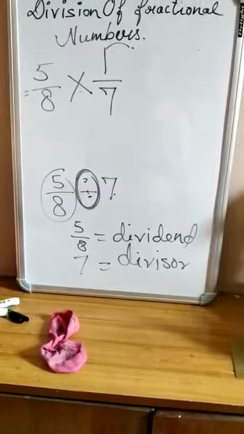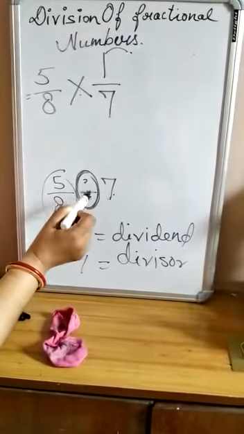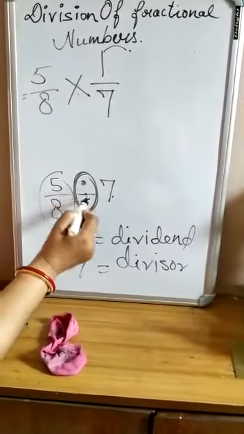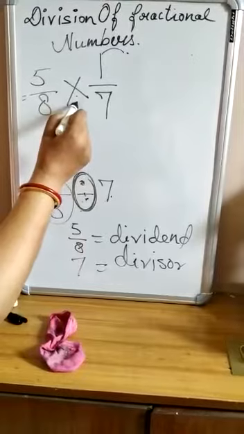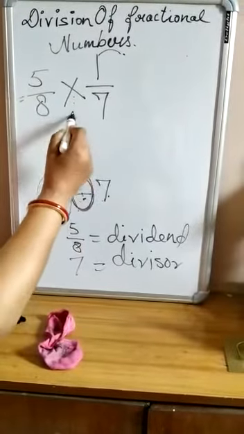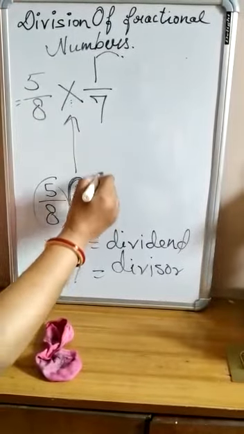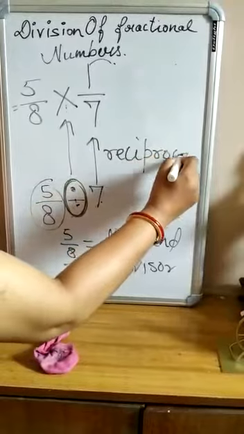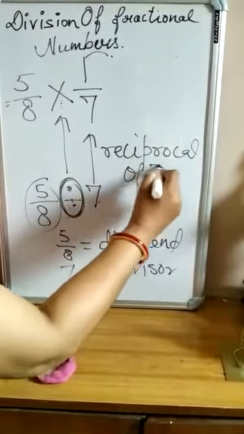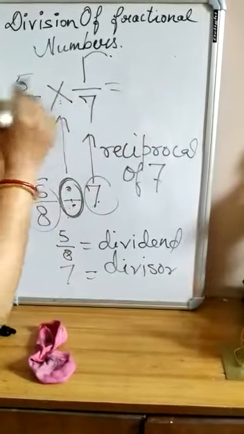What have I done? In order to divide, firstly we have to change the sign of division. First thing, change the sign of division to the multiplication sign, and then we multiply with the reciprocal of 7, that is the divisor. Right? Now after that we do the multiplication.